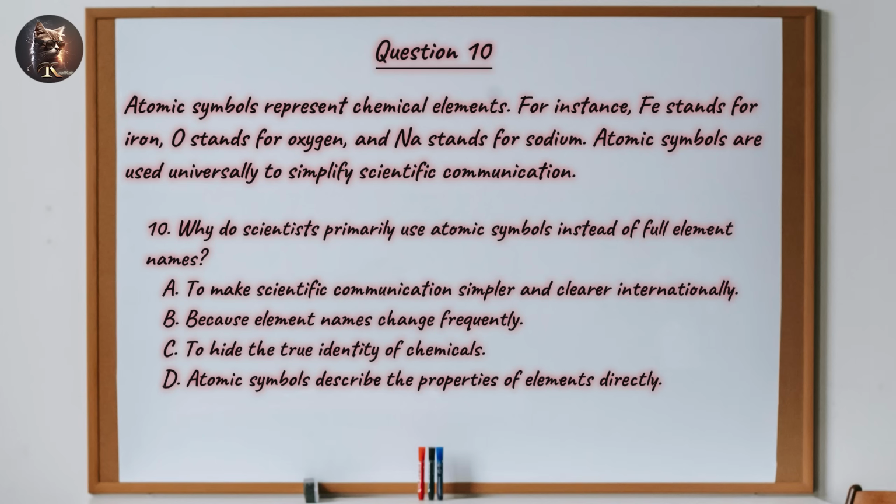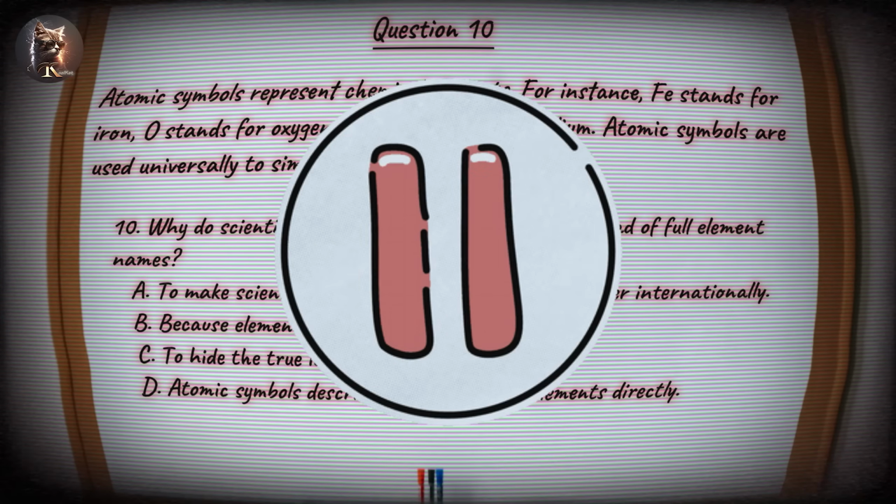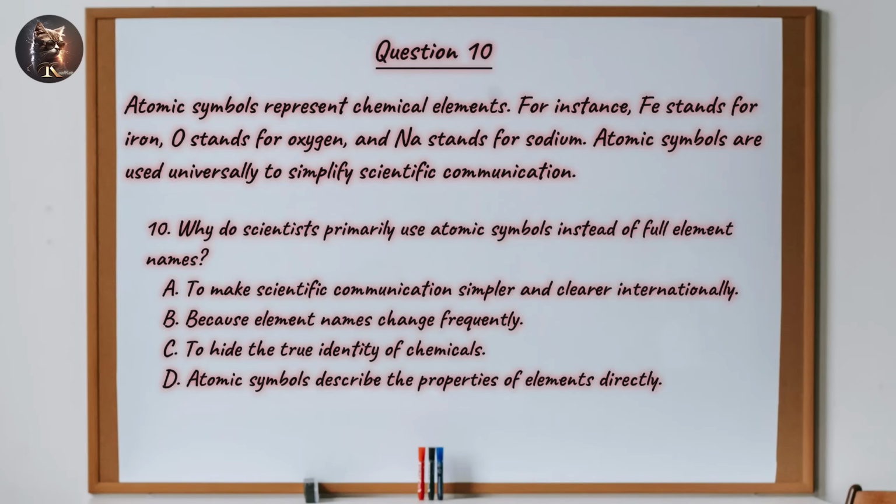Option A, to make scientific communication simpler and clearer internationally. Option B, because element names change frequently. Option C, to hide the true identity of chemicals. Option D, atomic symbols describe the properties of elements directly. All right, pause here for a moment and think. What exactly is this question asking us to consider? The passage explains that scientists use atomic symbols, short abbreviations, for elements. For example, Fe for iron, O for oxygen, and Na for sodium. Why might scientists prefer these short symbols over using the full names of elements?